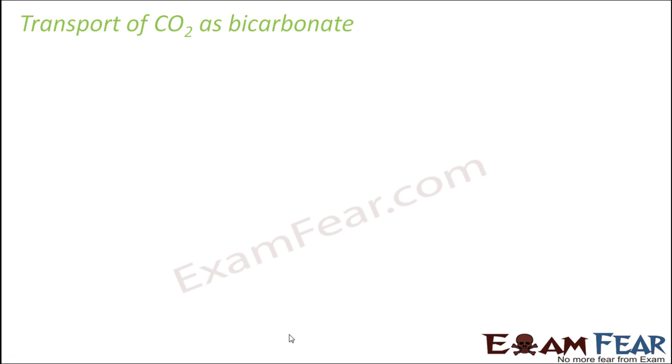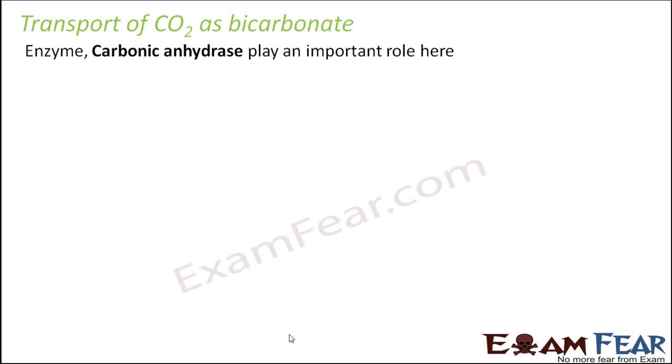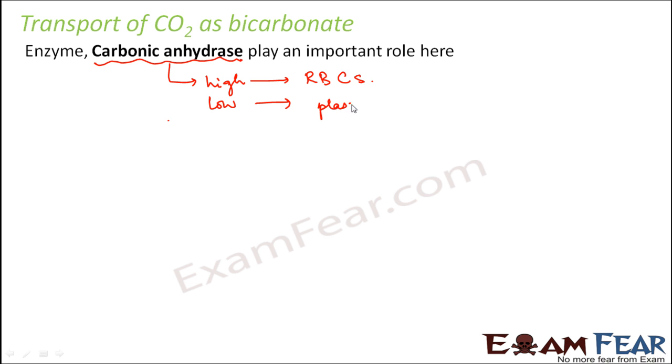Now, carbon dioxide, most of it is carried in the form of bicarbonate. So let us see how it is transported in the form of bicarbonate. Now, there is an enzyme called carbonic anhydrase which plays a very important role here. Where is this enzyme found? You will find it in very high concentration in the RBCs, that is the red blood cells, and in very low concentration in the plasma.